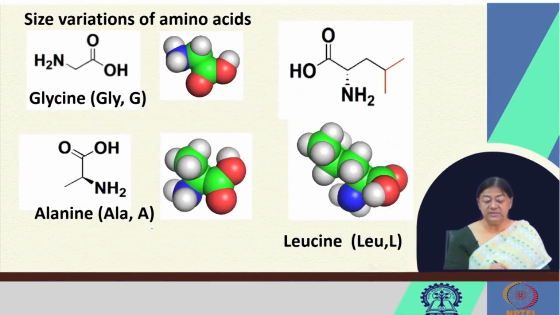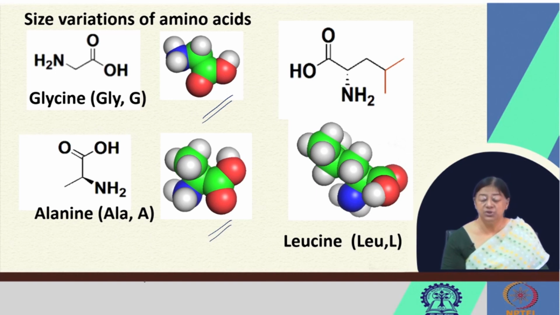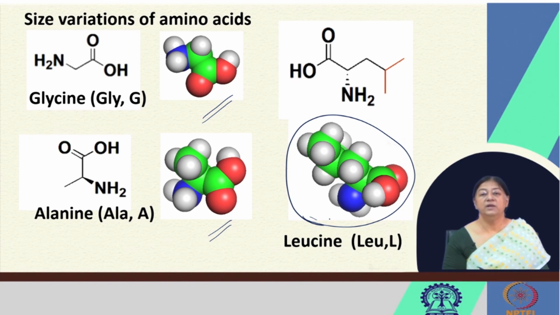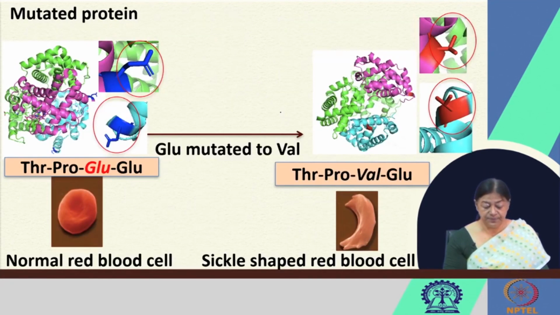But if we look at the size variations now, we have glycine, that is the smallest amino acid, we have alanine that gets a bit larger, then we have leucine that is quite large. So, if we have a mutation that is taking us from glycine to leucine, there may be accommodation or steric factors that are involved.